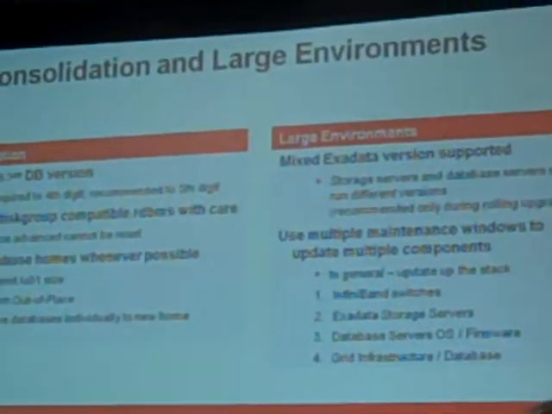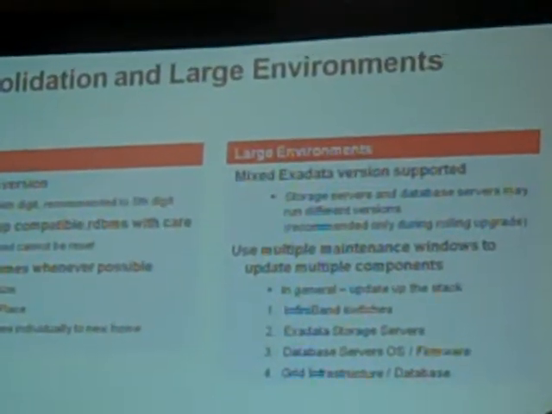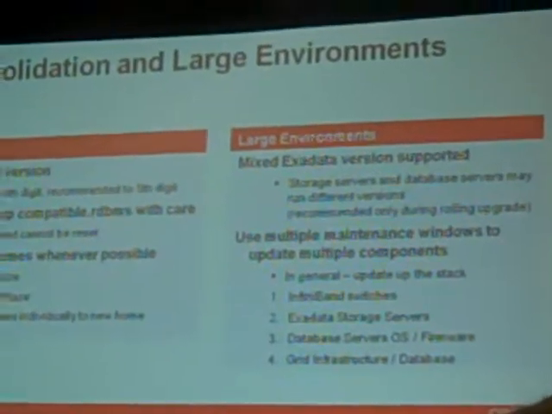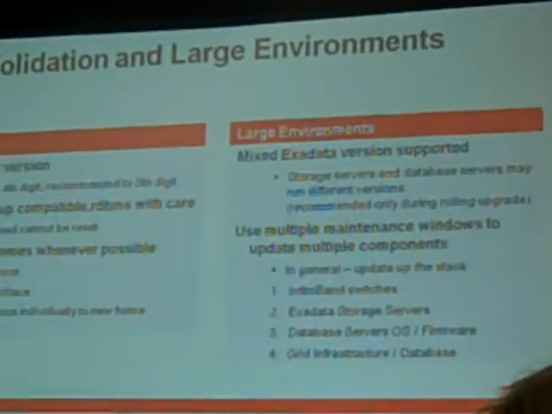And finally, share database homes whenever possible. But if you need to diverge because you have different patching requirements for different applications, then by all means. For large environments, you're allowed to run mixed Exadata versions. So you can run mixed versions of cells. So you can run 11.2.3.1.1 and 11.2.3.2.0 in the same Exadata cluster. I would only recommend that you do that for planned maintenance purposes, but it's possible to do.